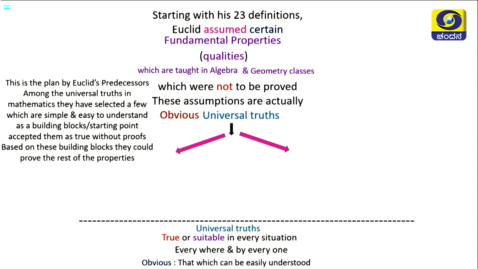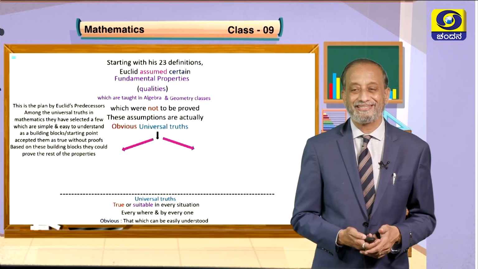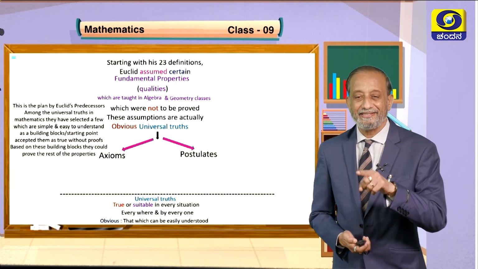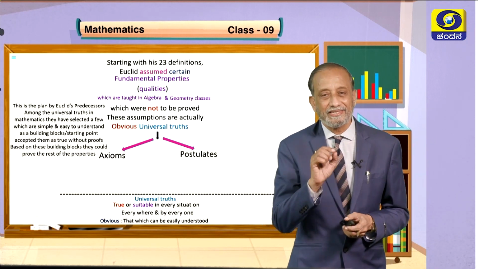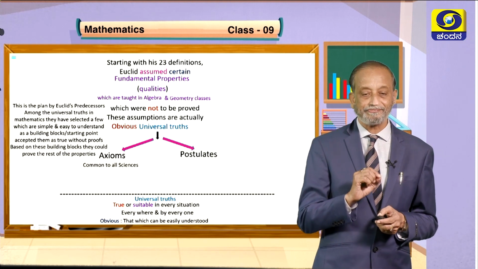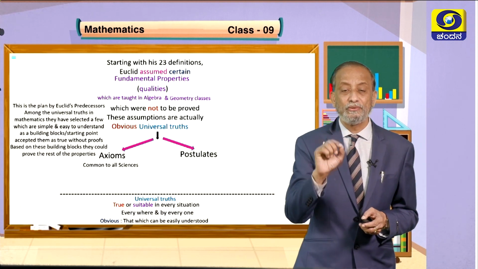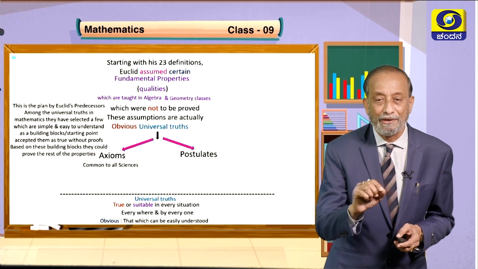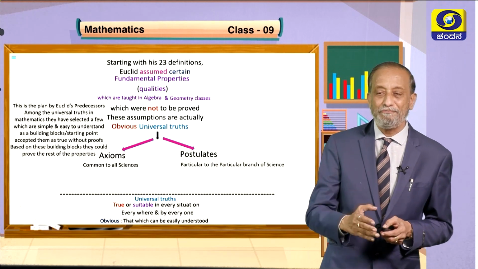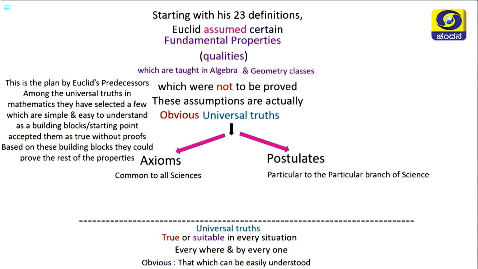The obvious universal truths they have classified into 2 broad categories, children. Category number 1 is axioms and category 2 is postulates. There is a subtle difference between axiom and postulate. Axioms are obvious universal truths common to all the sciences, whereas postulates are obvious universal truths particular to a particular branch of science, like we have now in geometry.